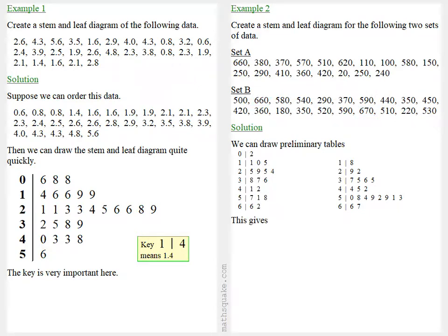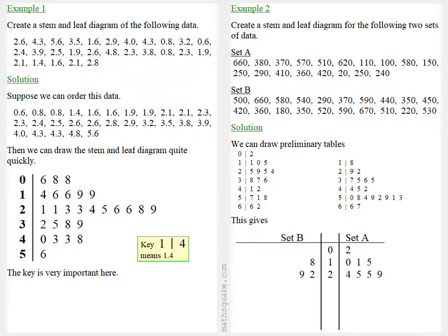Now again we can put these two diagrams back to back with set A on the right and set B on the left. The stem is down the middle, that's from 0 to 6, and the leaves stretch out on either side, getting larger as they move away from the stems. So that gives us the completed back to back diagram.